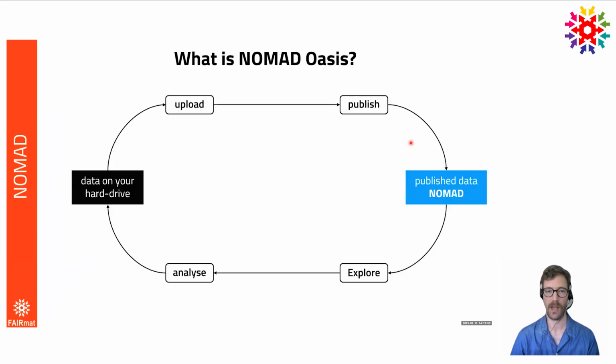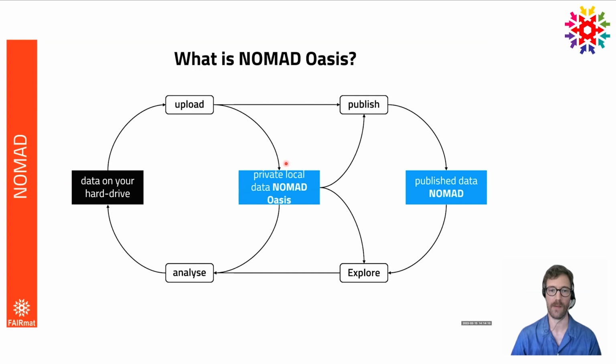To explain this a little bit better, I have this picture here. So this is how the central NOMAD service works. So you have your data on your hard drive, for example, you upload it. You can then decide to publish it in NOMAD, and then anyone can explore it if it's published. And you can also analyze the data. And the NOMAD Oasis is, so to say, in between. So it's in your private local network, for example. You can then upload your data there. It's only there at your institute or organization, wherever your NOMAD Oasis is running. And from here, you can already analyze the data, or you can still decide then to publish your data, and then you can combine the data from NOMAD and from your NOMAD Oasis. So this is the concept of NOMAD and NOMAD Oasis.